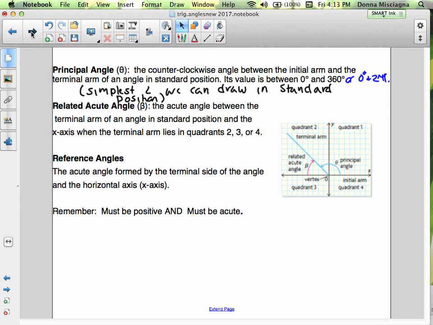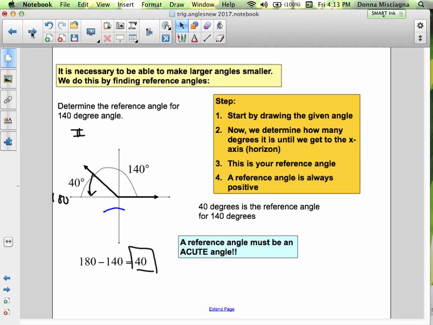I have a little sample one, and then I'm going to show you the rule for these. Sometimes it's necessary to be able to make a larger angle smaller. We do this by finding reference angles, and this is a real key skill. I cannot stress the importance of this skill. It'll come up in pre-calculus, in calculus, and in all the math classes you're going to take beyond. You're going to need reference angles to evaluate. If you can graph reference angles, that'll help you so much in other classes, because it comes up in a lot of them.